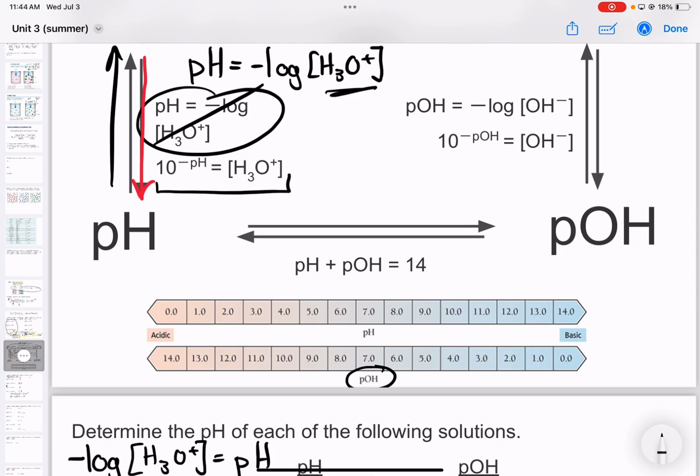And to be honest, I'm not sure why we bother with it then, but simply because it's a thing, just like pH is a thing. And maybe because it makes some calculations easier. I don't know why, but we do.